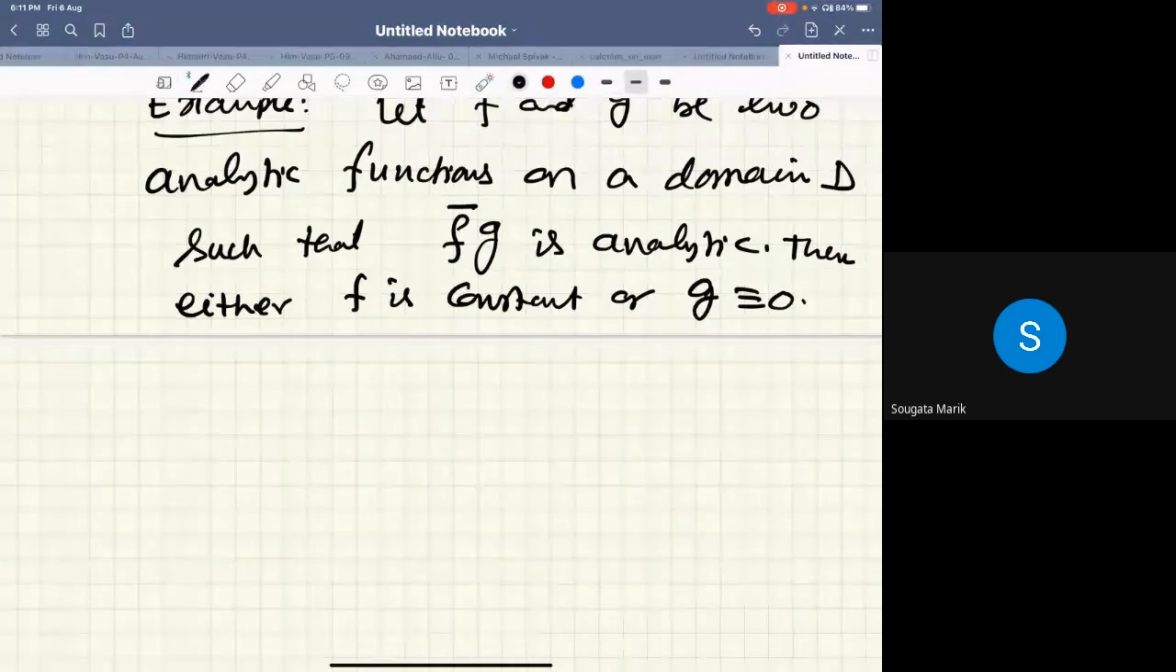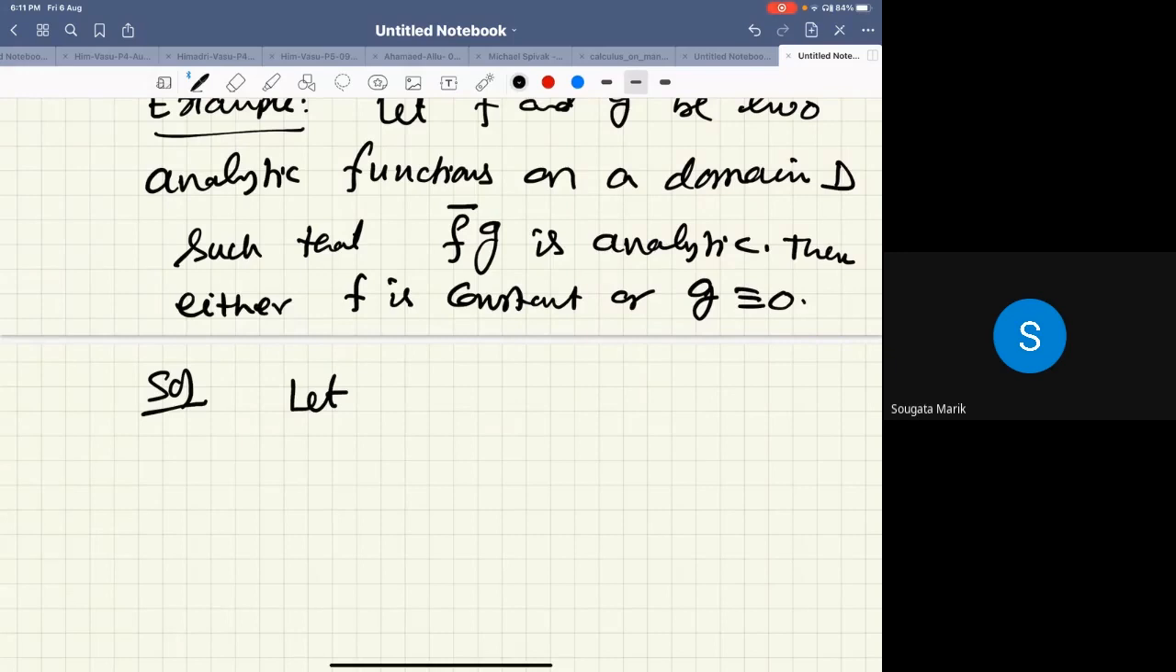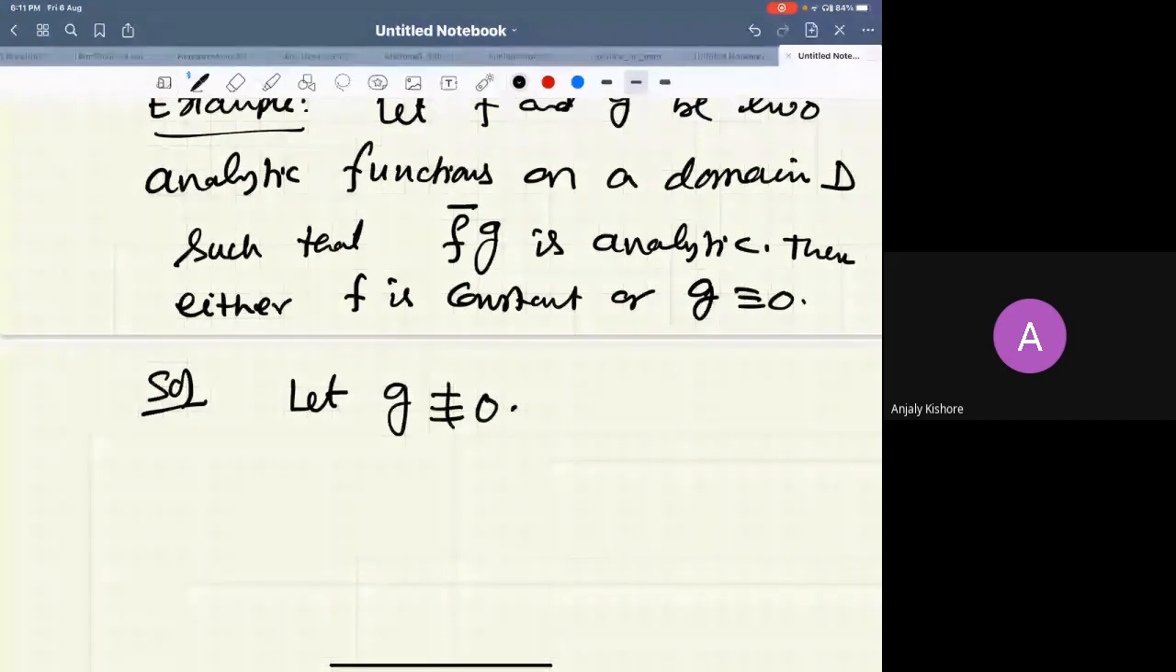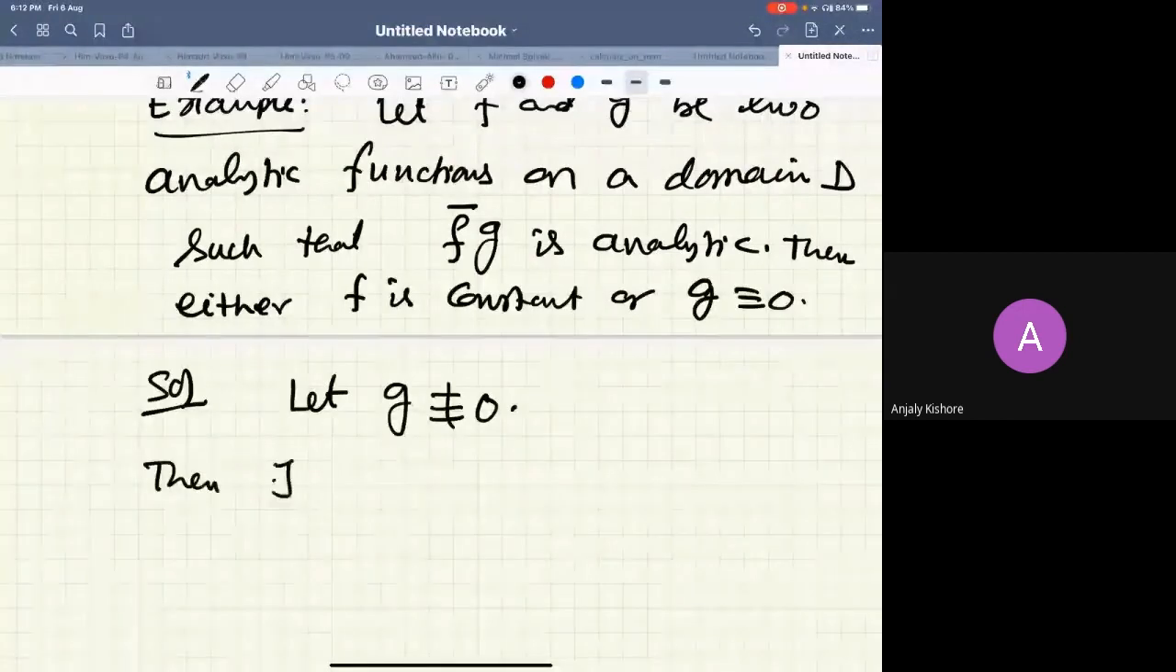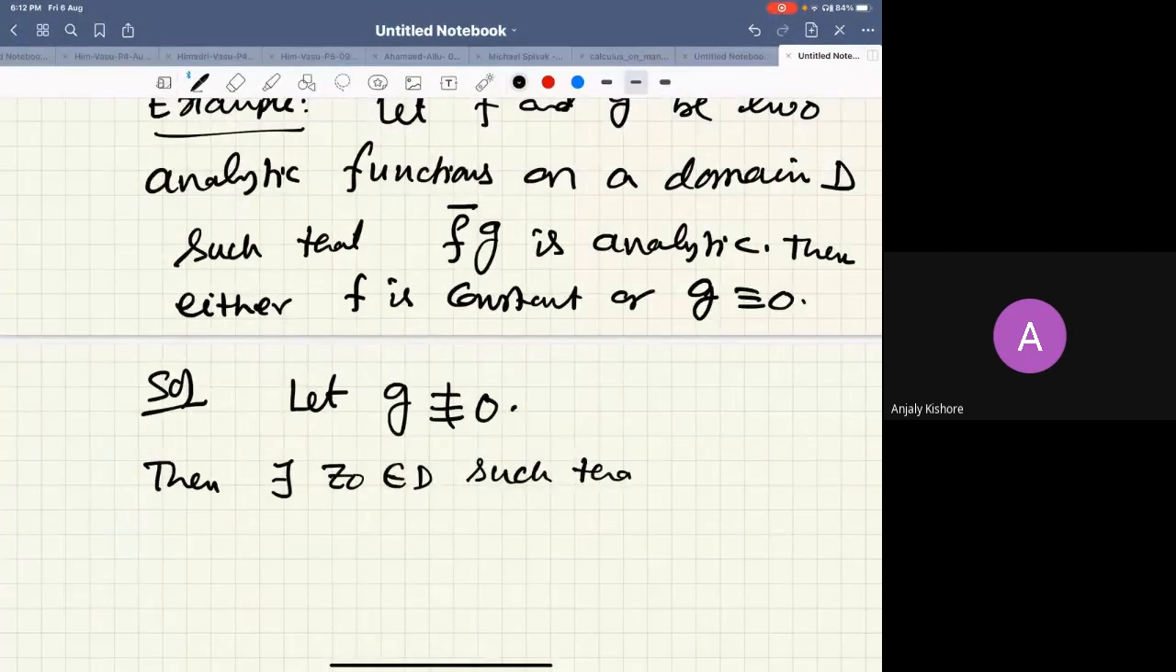So can someone give a hint on how to start? Which one is easy? Proving f is constant is easy, am I right? Yeah, very good. So let g be not identically equal to 0. Then there exists a point z naught belonging to D such that g of z naught is not equal to 0.